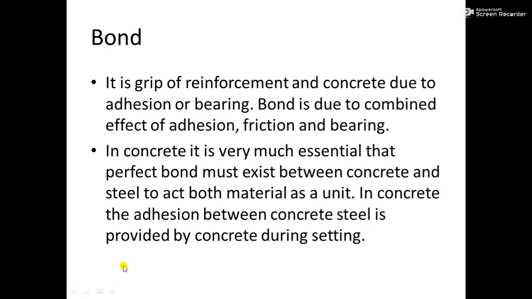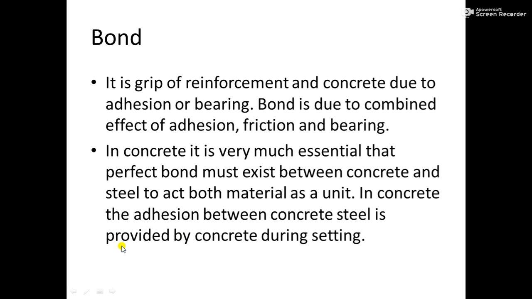Good morning, friends. In the last lecture, we saw the shear reinforcement in a beam section. Three types of stirrups are used: inclined stirrups, vertical stirrups, and bent-up bars. Now, there should be a grip between steel and concrete, so there should be a bond. So, we'll start with bond.